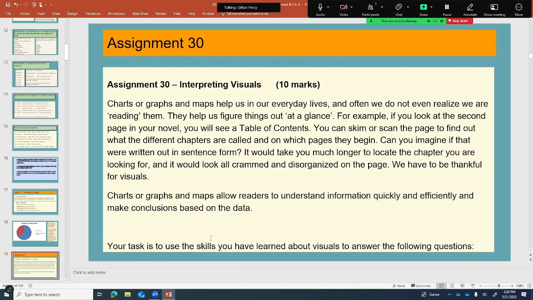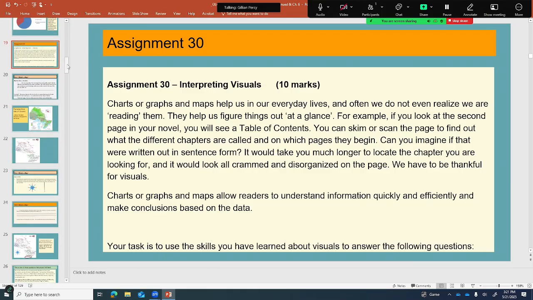Charts or graphs and maps allow readers to understand information quickly and efficiently and to draw conclusions based on the data they see. So you are going to use the skills you've learned about visuals to answer the following questions.